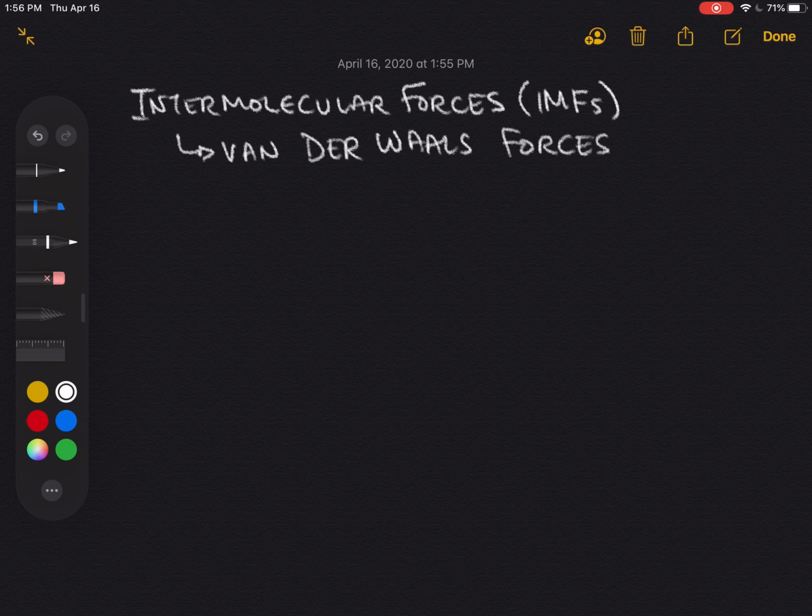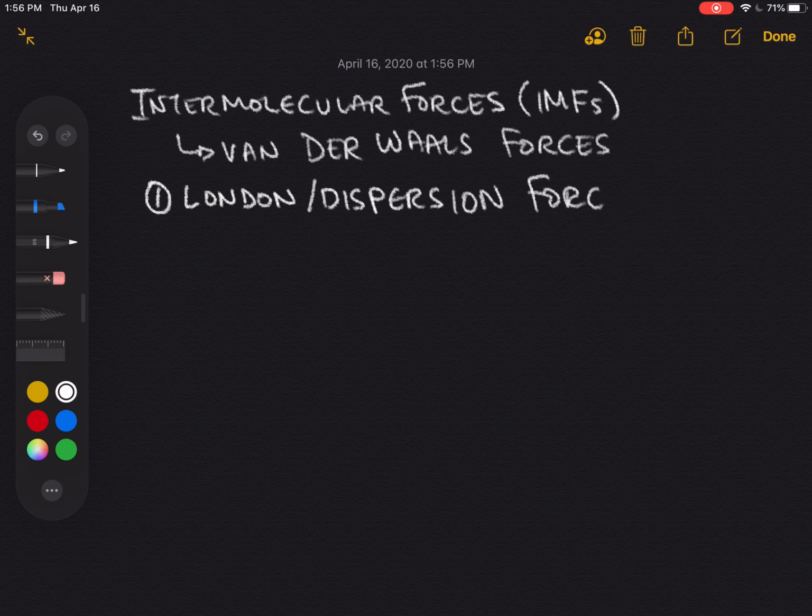We break these down broadly into three categories. It's really only like two types because one is a subset of the other, but we'll get into that. So one, we have something that's called either London forces or dispersion forces, sometimes called London dispersion forces. I also see them called dispersion forces, or sometimes London dispersion forces.